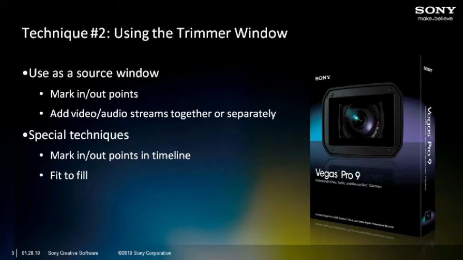All right, technique number 2, using the trimmer window. Now earlier I mentioned that the traditional Vegas Pro workflow was sort of drag it from the Explorer window, drop it on the timeline, mark your ins and your outs, and go to it. If you'd rather use a more traditional source window approach, that's what we use the trimmer window for.